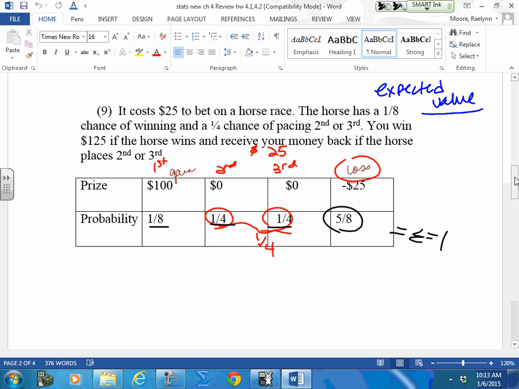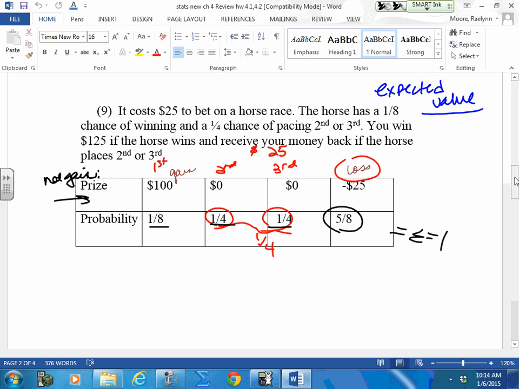Now, to figure out your net gain, don't forget you already bet $25. If you bet $25 and you won $125, what did you really win? $100, one-eighth of the time. If you bet $25 and you got your money back, what did you actually gain? Nothing. You broke even, right? You gained zero. Same thing with the third place. You gained zero. But in all other cases, you lose your $25.